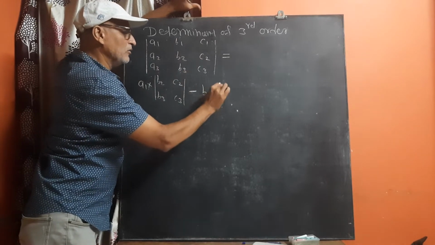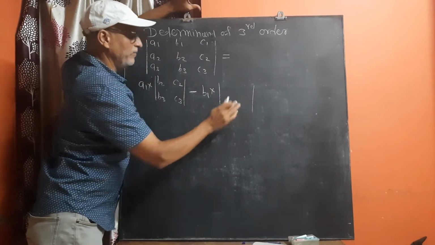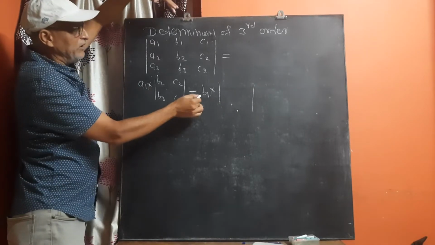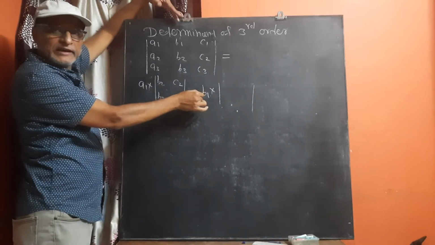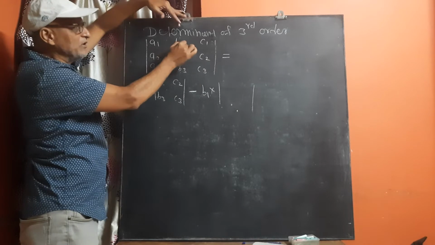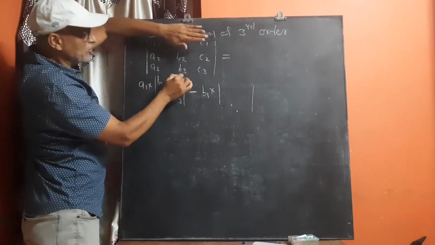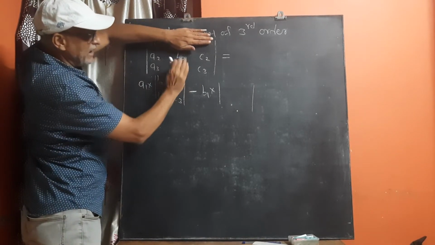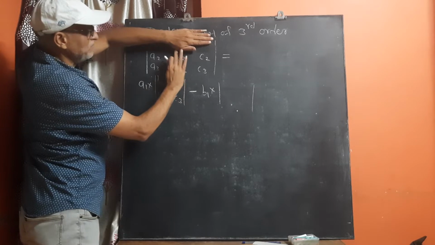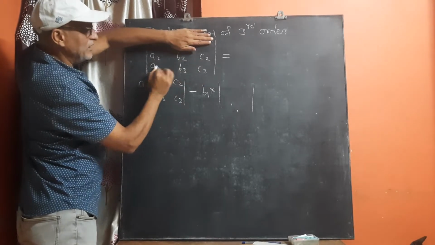B1 into the determinant of. Now B1 lies in the first row and second column. So again skip the first row and this element. What is the remaining? A2, C2 and A3, C3.